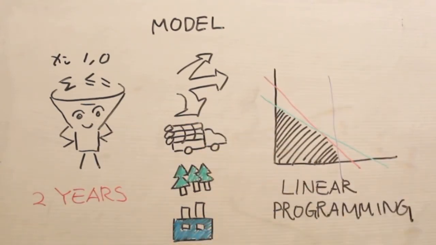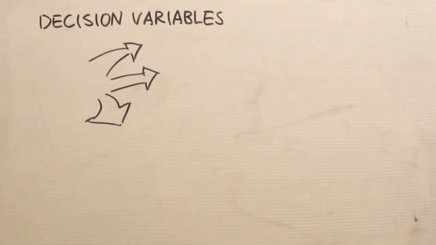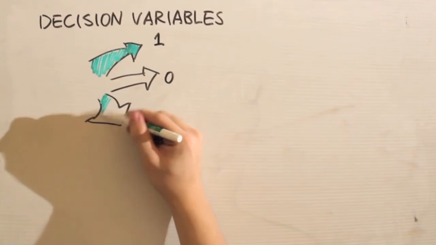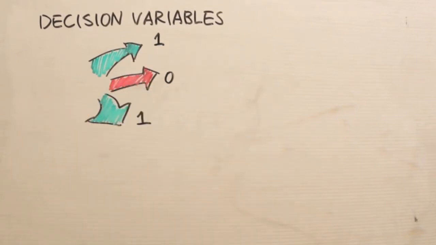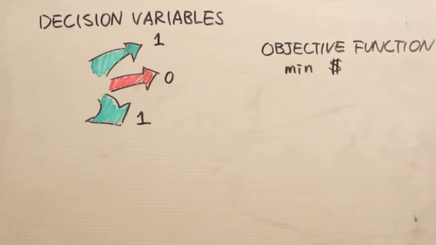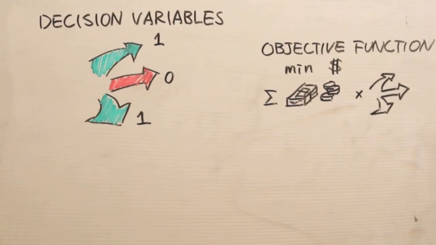Linear programming can be used to solve this problem. The decision variables in this case are whether the trip is done or not, and they can be represented with 1 and 0, where 1 means the trip is done and 0 otherwise. The objective of the problem is to minimize the transportation cost, which is the sum of the cost multiplied by routes.